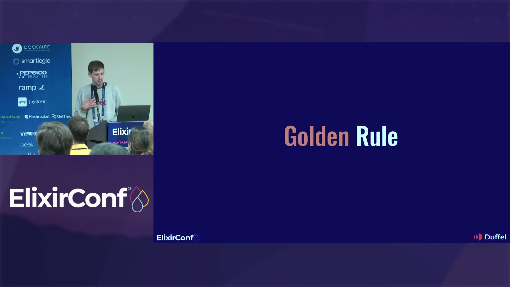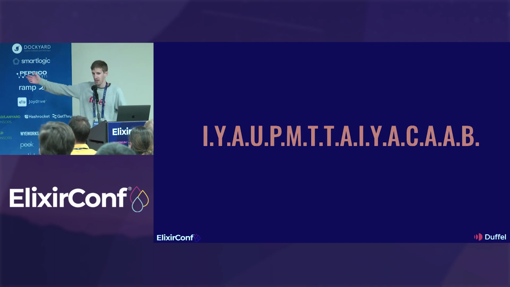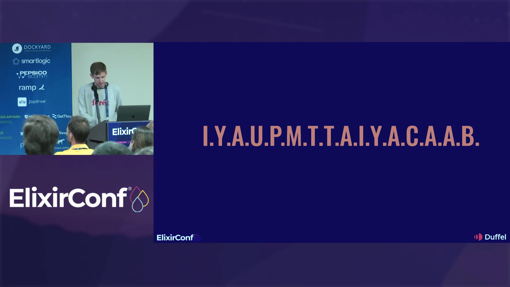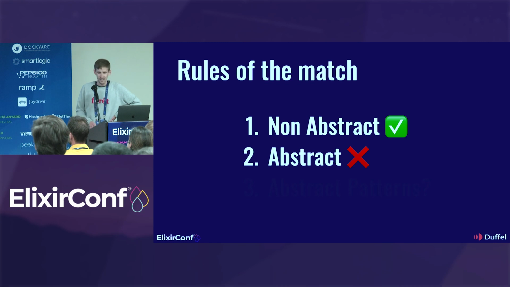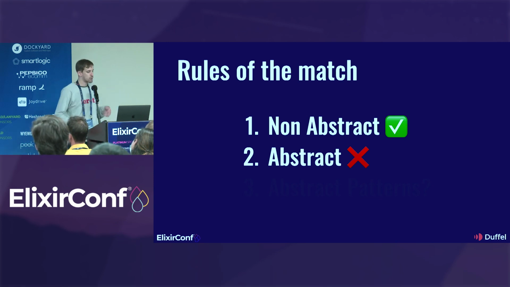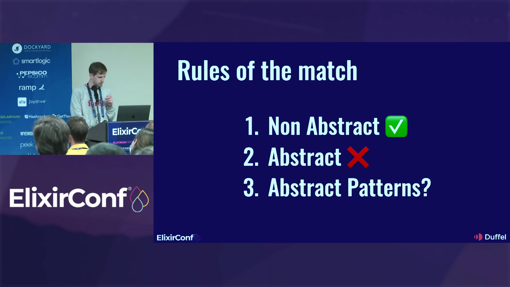Well, let's try and make a pithy kind of golden rule. I made a nice acronym here. So say it with me. It stands for: if you are using pattern matching, then think about if you are crossing an abstraction barrier, and then maybe don't. If I was to sum it up, I would say if you're pattern matching on non-abstract data, go ham. Have a great time. If you're crossing a barrier, probably don't. Try and do that pattern matching inside the module, the abstraction itself, right? And then maybe a question for the community: do we think abstract patterns are a good idea?